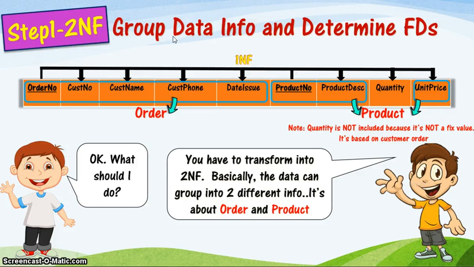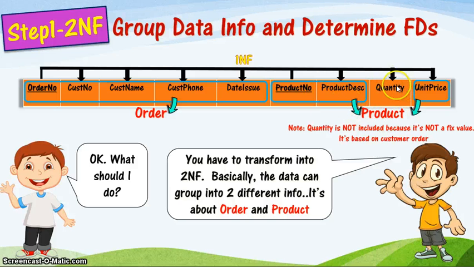So the first step for determining 2NF is that you have to group the data info and determine the FDs. How to group the data? If you look at the attributes here, actually we can combine them together. The attributes order number, customer number, name, customer phone, and also the date issue are about order info. We can group product number, product description, and unit price together. Also, this is the product info.